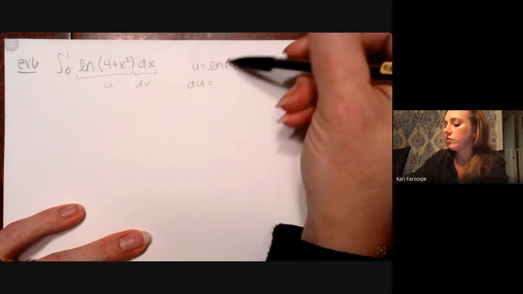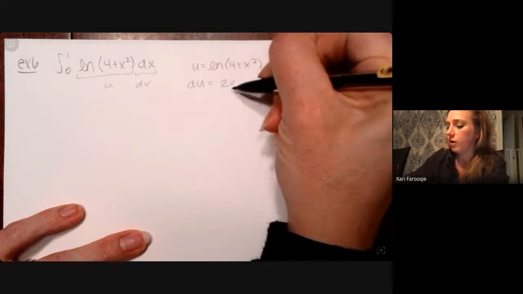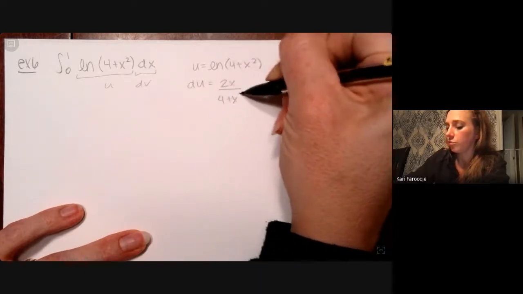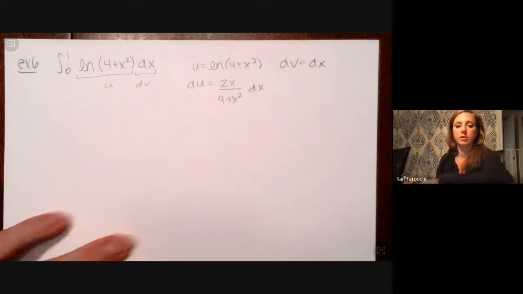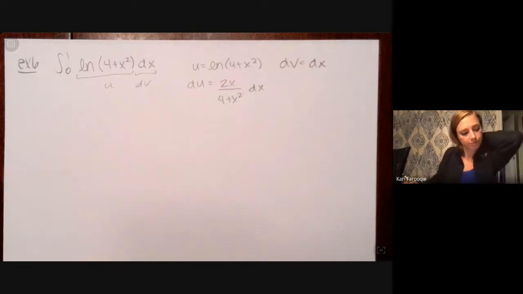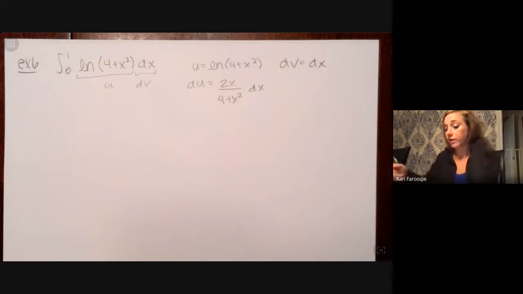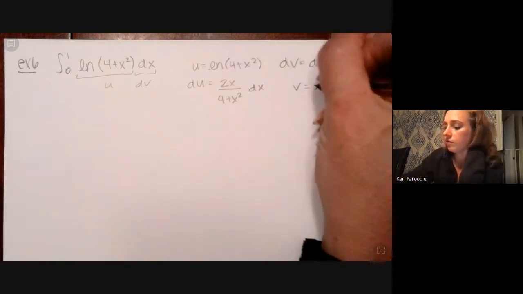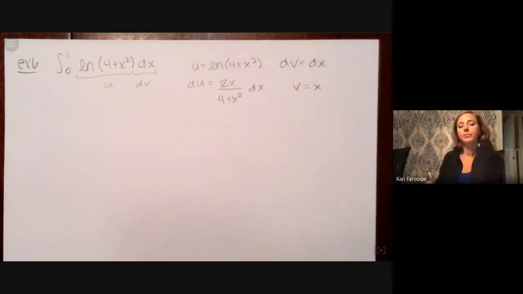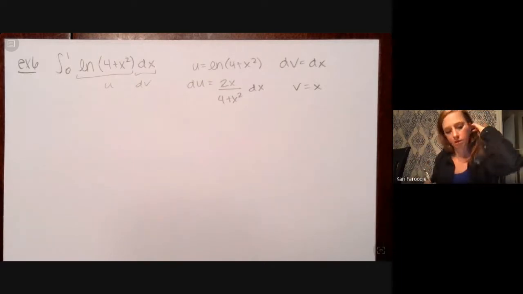So the derivative of the inside function is going to be 2x, and the original is 4 plus x squared. And then don't forget your dx. And then v is going to be x in this case. Now, forget for a minute that you have a definite integral. We're going to use it, but you're not going to do much with it right now.